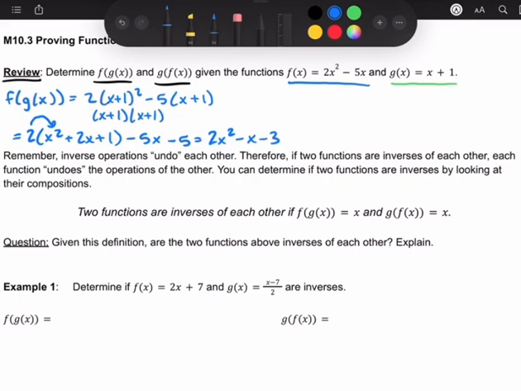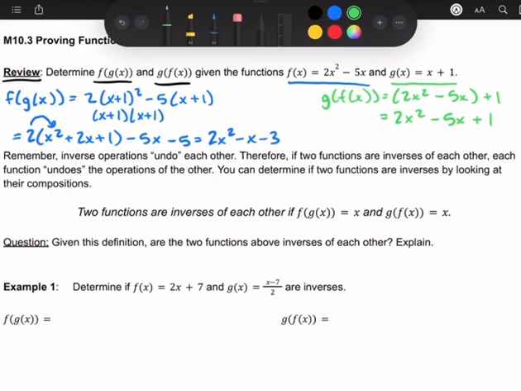We could factor this if we wanted to, but this is a perfectly fine form to leave it in for the composite function. Now, let's find g of f of x. We're going to use the same process by plugging in the entire function of f of x into anywhere in g where there is an x variable. Doing this, we get (2x squared minus 5x) plus 1. We can simply remove those parentheses, leaving us with a composite function of 2x squared minus 5x plus 1.